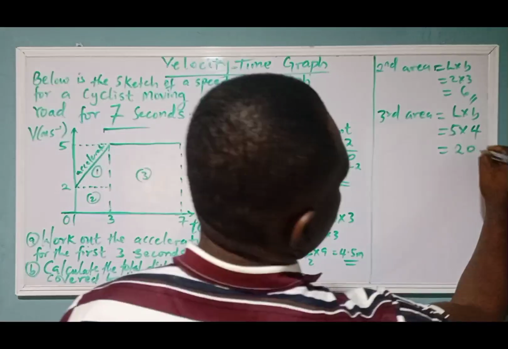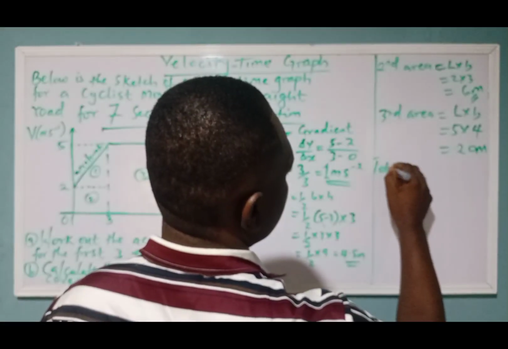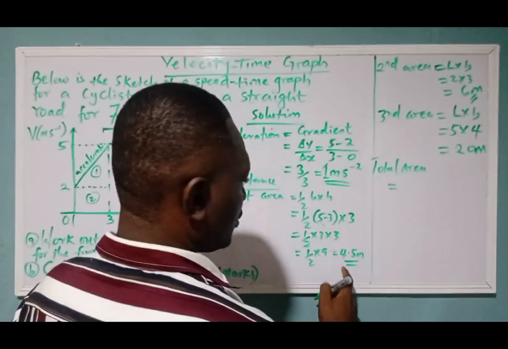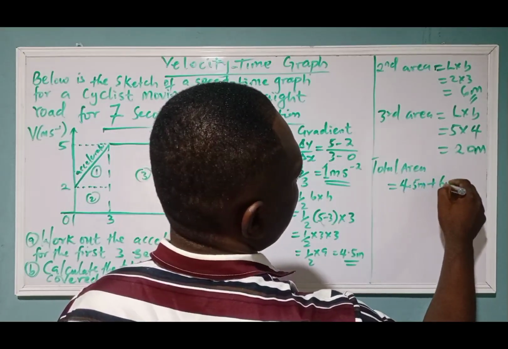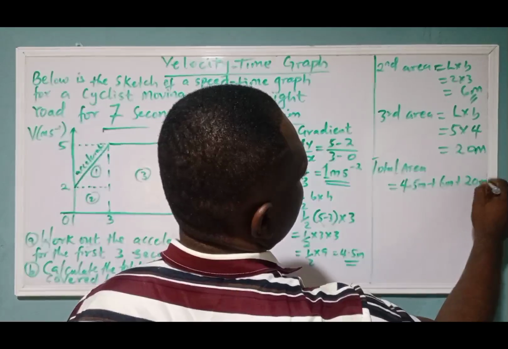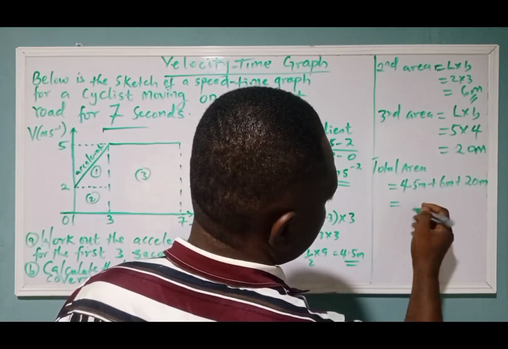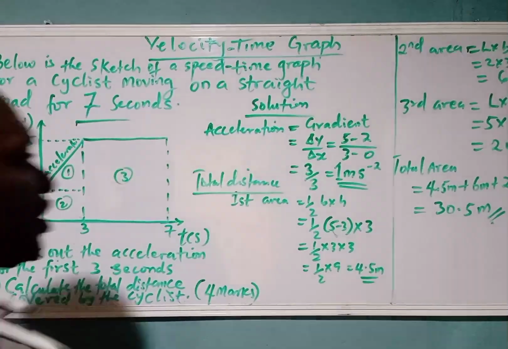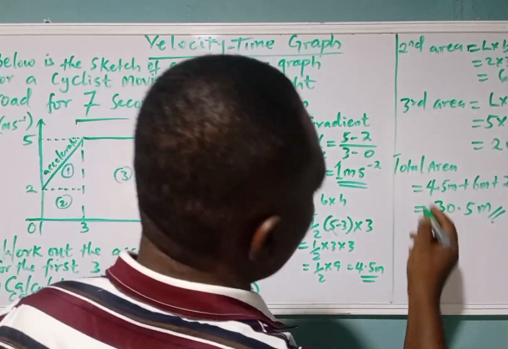All right, let's add them up together. 20 meters, 6 meters. Total area will be equal to 4.5 meters plus 6 meters plus 20 meters. So this is 20, 26, 30.5 meters. You can also be asked in other questions, advanced level, to calculate the average speed.